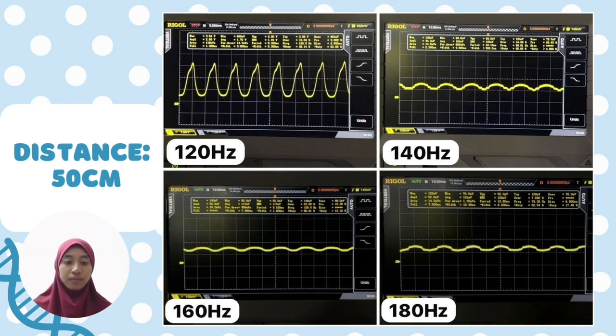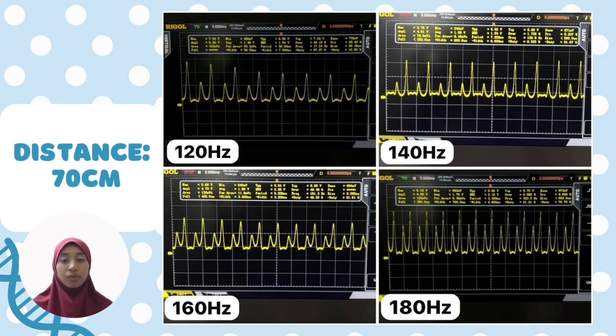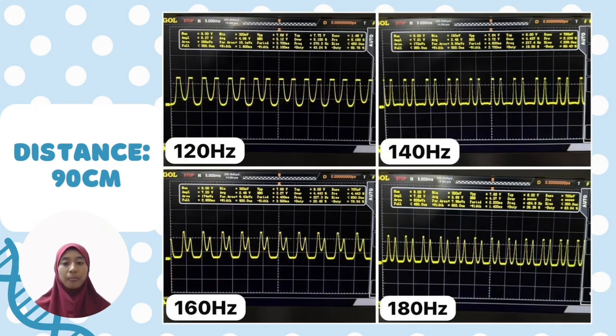The next one, for distance 70 cm from 120 Hz to 180 Hz, we have a problem getting a normal and good graph and data because of some error during the experiment related to the photodiode. What I can tell you here is that the photodiode is not working really well.